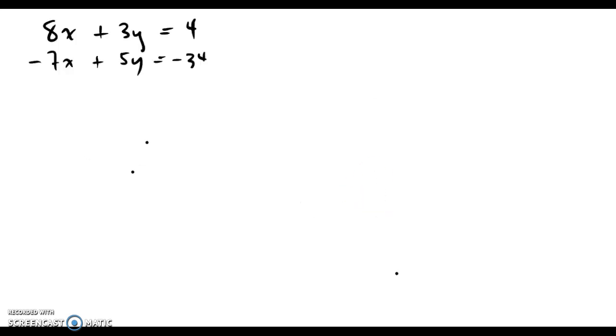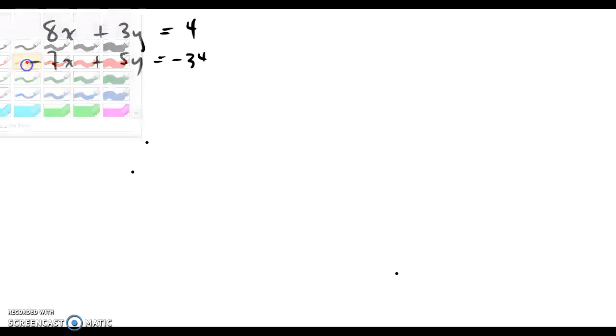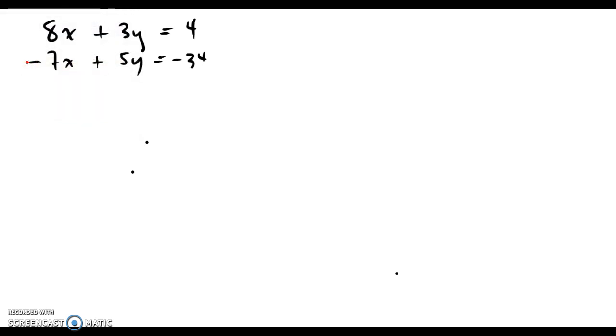Sometimes it's not always that simple. With this one, we can't just add the two equations. So what we're going to have to do is multiply one or both of them by a number that's going to make them equivalent. In this instance, I'm going to have to multiply both of them. So the top one, I'm going to try to make the y's 15. The top one, I'm going to multiply by 5. And the second one, I'm going to multiply by 3.